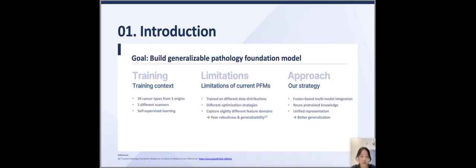To address this issue, we propose a fusion-based approach that integrates embeddings from multiple models into a unified representation. By efficiently reusing pre-trained knowledge from diverse models and consolidating their unique feature domains, our method aims to improve generalization among various data.